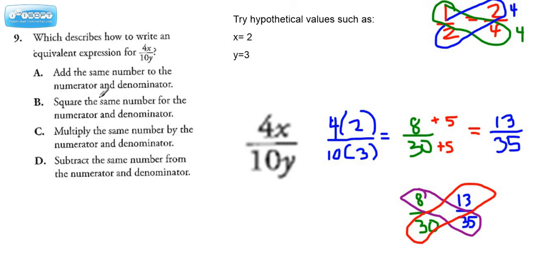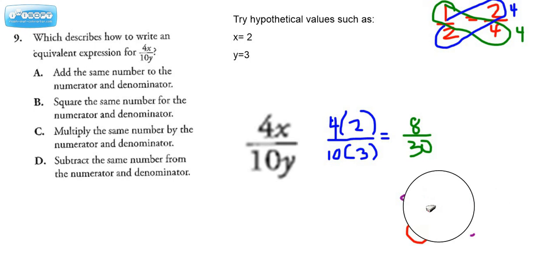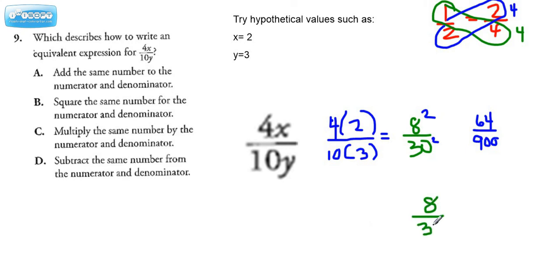If we look at choice B, square the same number for the numerator and the denominator. So instead of adding 5, we'd be squaring it. So let's erase our work here. And let's square. If we were going to square this value, that's 8 squared. Wouldn't that be equal to 64? And if we were going to square this value, that's 30 times 30, which would be 900. And you're going to follow that same thing. You're going to take the 8 over 30, and we'll take the 64 over 900. And you're going to check the cross products.